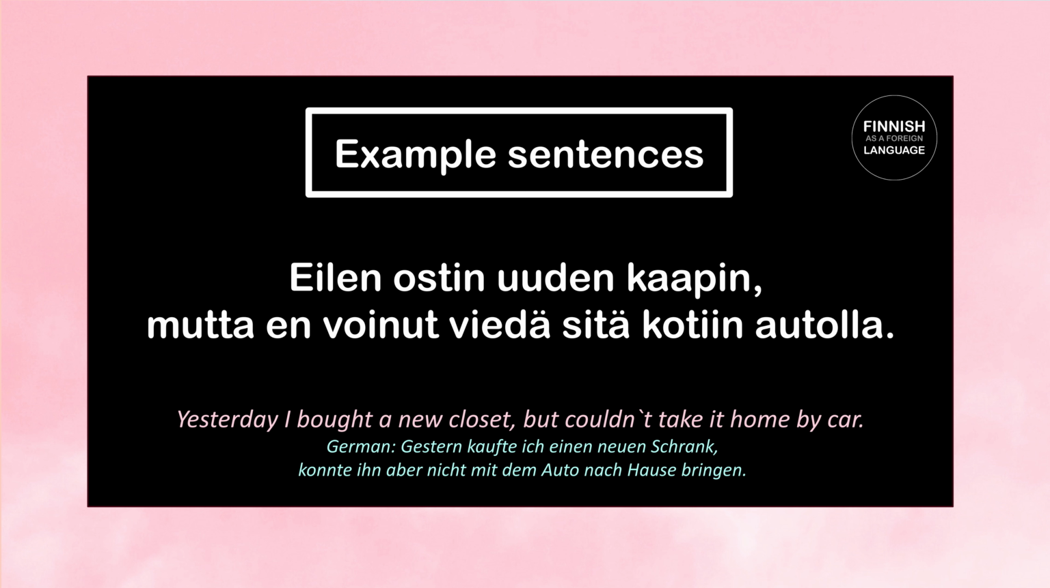So here we use mutta in order to mark a shift from our expectation, which is taking the closet home, to the actual outcome, which is not being able to do so by car. So the problem probably here is that the closet is too big for the car. So let's repeat. Eilen ostin uuden kaapin, mutta en voinut viedä sitä kotiin autolla. Yesterday I bought a new closet, but I couldn't take it home by car.